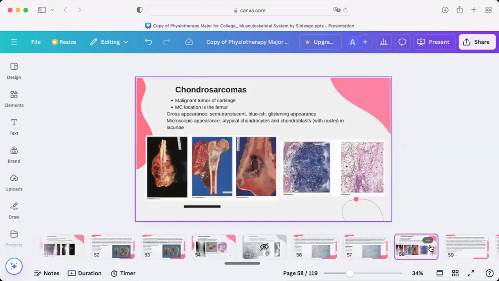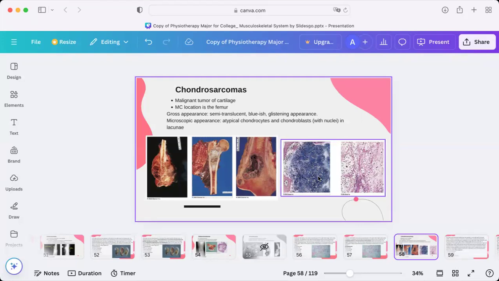So we have chondrosarcomas. This is a malignant tumor of the cartilage. It most commonly occurs in the femur. And as we said, cartilage usually appears translucent. It appears bluish, and it has kind of a glistening appearance. As you can see, this is our chondrosarcoma over here.